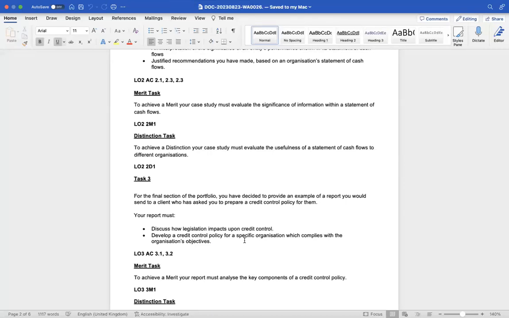Choose a specific organization and develop a credit control policy for them. Ensure that the policy aligns with the organization's objectives. Outline the steps for assessing customer creditworthiness, setting credit limits, and managing overdue accounts.